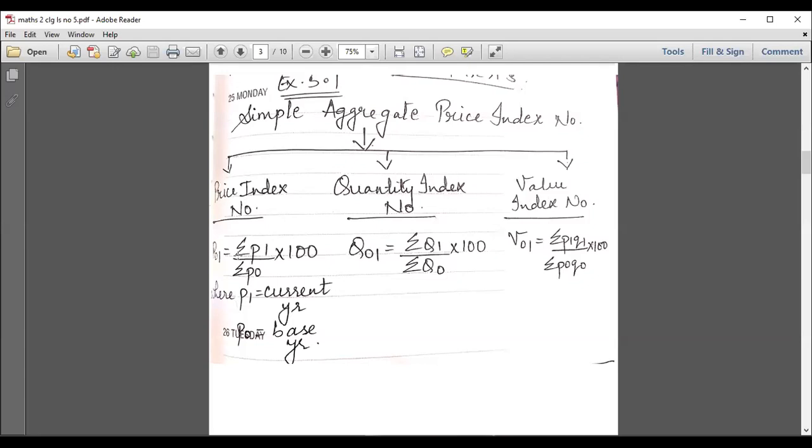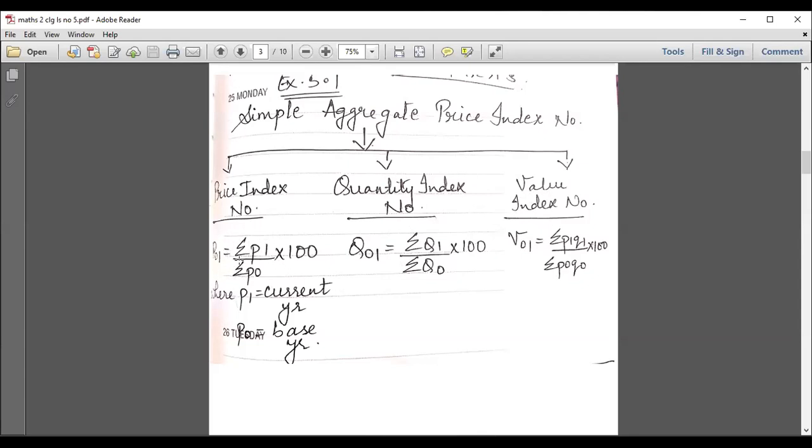The formulas, as you can see, are as below. The price index number I've written as P01. I told you index numbers are denoted and represented as 0 and 1. In the same way, the price index number you will write as P01. When I talk about quantity index number, we'll represent it as Q01. And when I talk about value index number, we'll write it as V01. So is the representation clear? Good. Now coming to the formula part.